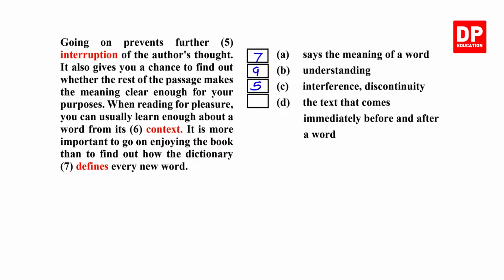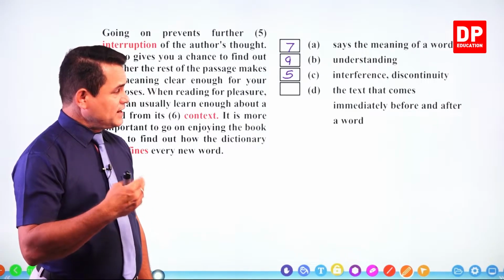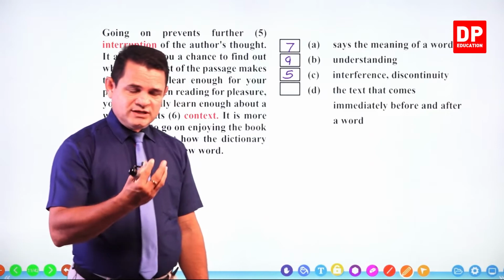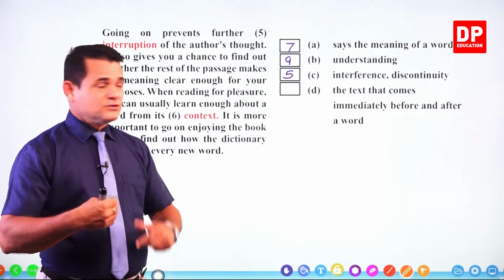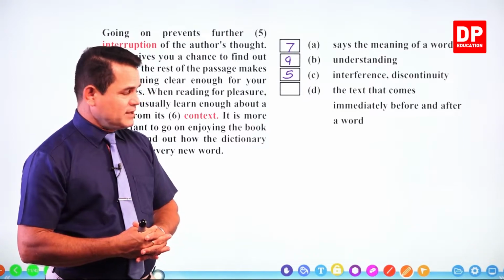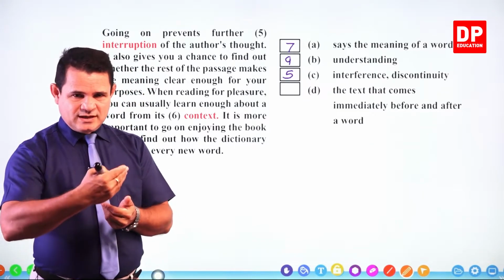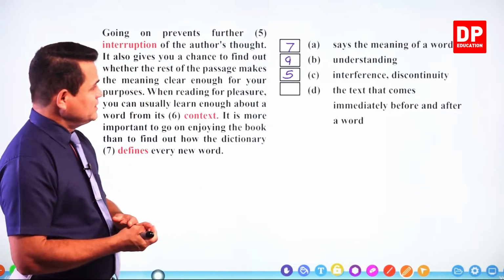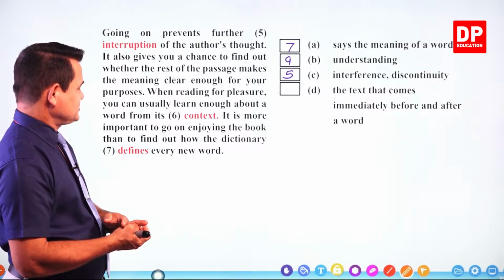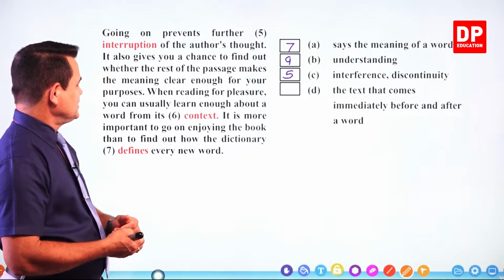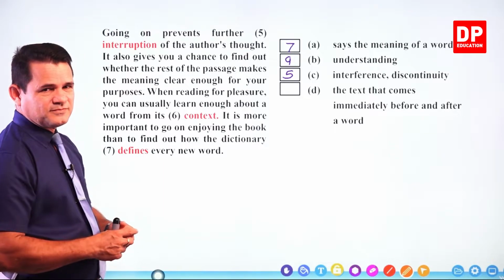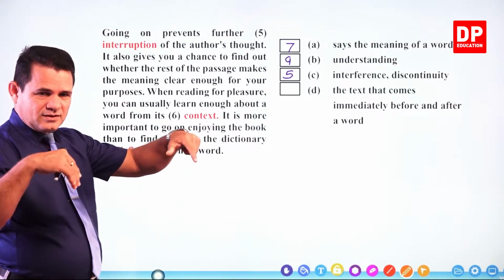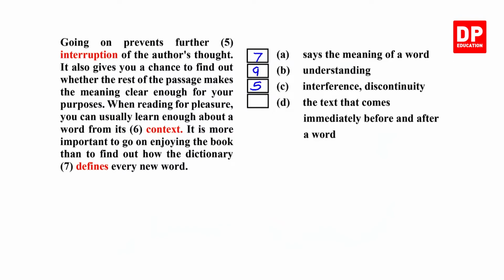The text that comes immediately before and after a word: the text that comes immediately before and after a word. Immediately before means prior, after means later. What word is it? The context actually. Finding out the meaning of a word from its context, from the details given, the situation given, right? So actually it's number 6.